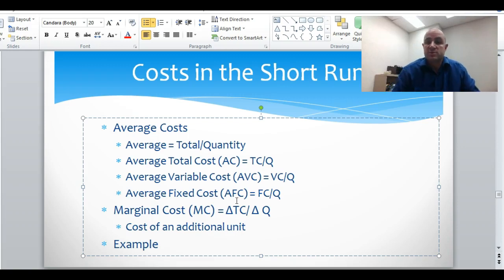The marginal cost, which we've talked about, is the additional cost of an additional unit. It's the cost of the last unit produced. And so with the marginal cost, it's going to be your change in total cost divided by your change in output. So it's the cost of an additional unit. So let's look at another example here.